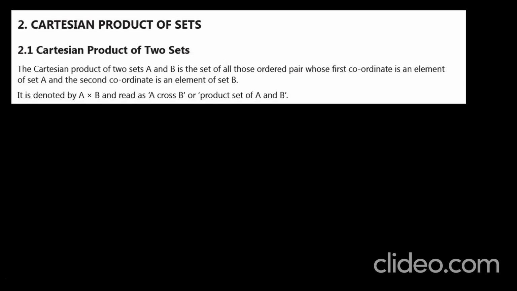Let us observe. I am taking two sets A and B, two non-empty sets. If I take the Cartesian product of A and B, it is denoted by A cross B. This is the Cartesian product of sets. So A cross B is the set of all ordered pairs (a, b) such that a belongs to A and b belongs to B.